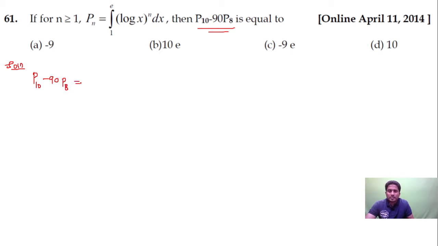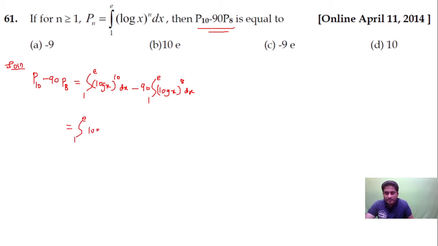Okay, so P10 is equal to the integral from 1 to e of (log x)^10 dx, minus 90 times the integral from 1 to e, and P8 will be equal to (log x)^8 dx. Now what I'll do is write the integral from 1 to e of (log x)^10 into 1, and we'll use integration by parts here.